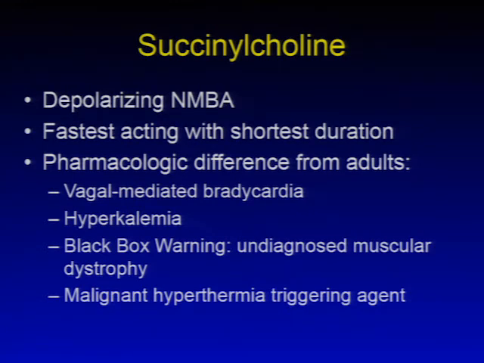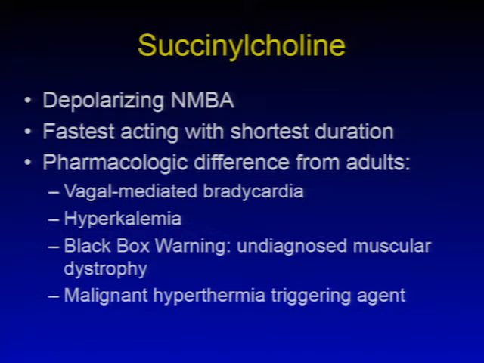The final neuromuscular blocking agent to talk about is succinylcholine. This is a depolarizing neuromuscular blocking agent. It's the fastest acting with the shortest duration. There are some major pharmacological differences with it from adults. One important one is the vagal-mediated bradycardia. Typically, if succinylcholine is going to be used in a child, the administration of glycopyrrolate or atropine is given as a pre-medication.